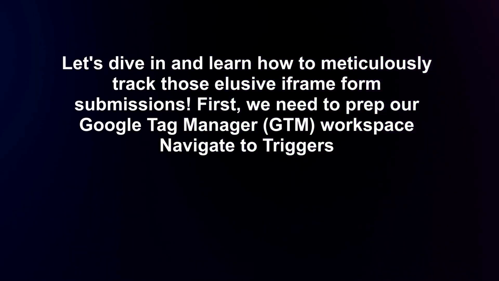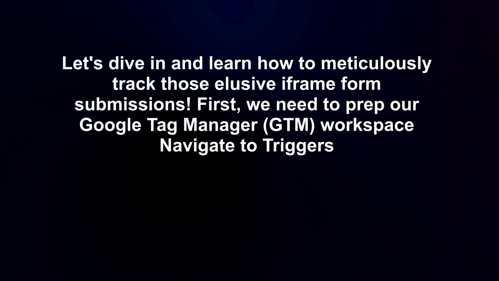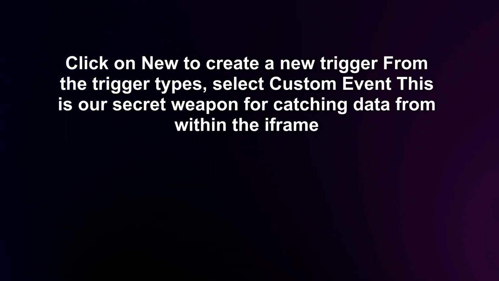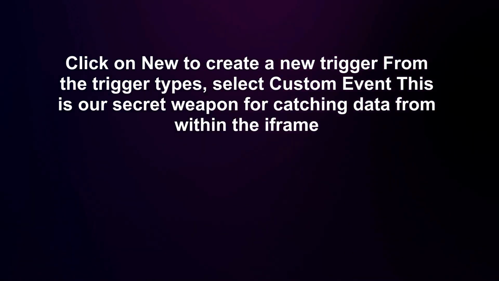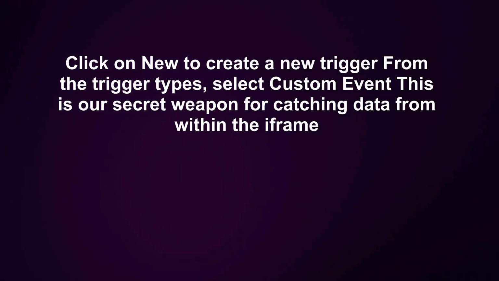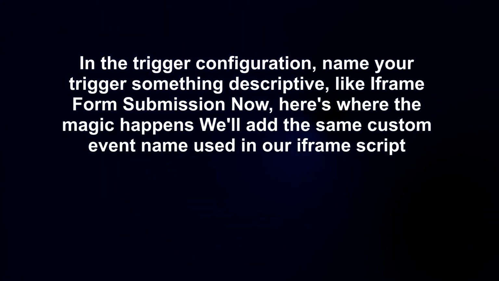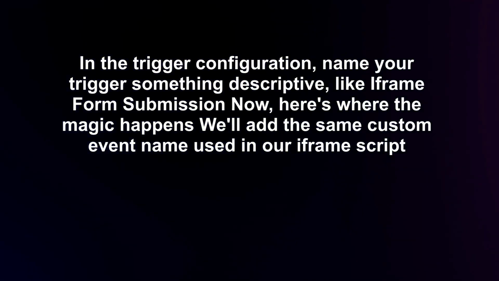First, we need to prep our Google Tag Manager (GTM) Workspace. Navigate to Triggers. Click on New to create a new trigger from the trigger types. Select Custom Event. This is our secret weapon for catching data from within the iframe. In the trigger configuration, name your trigger something descriptive, like iframe form submission.